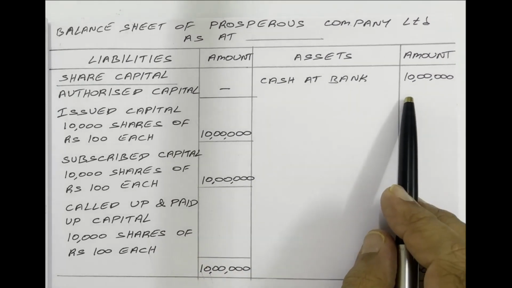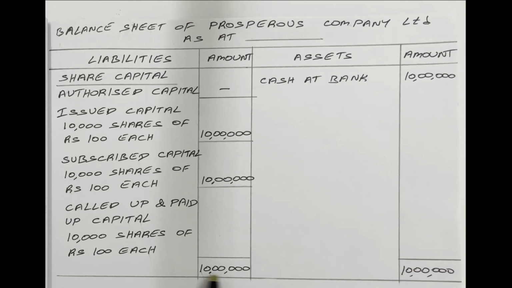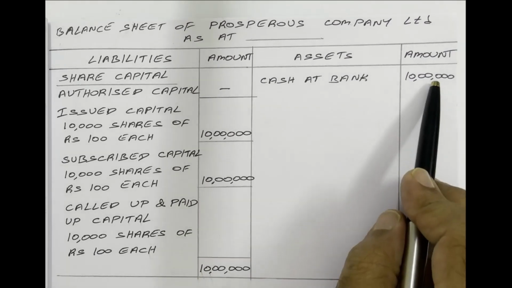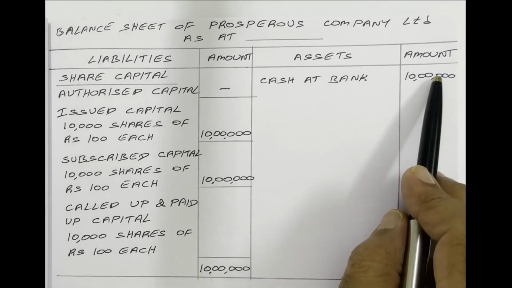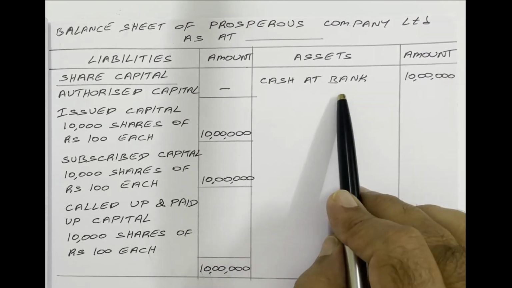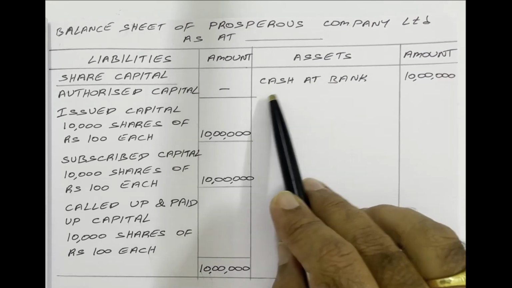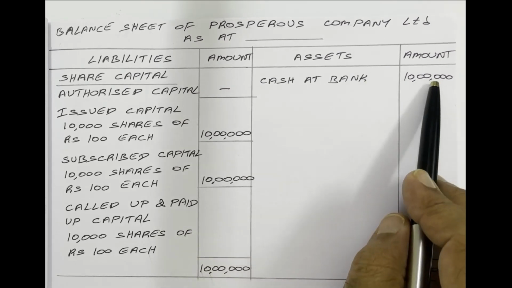Now come to the asset side. Finally, how much money came to the company? 10 lakh rupees. That 10 lakh, our assumption is applicants paid that money into our bank account. Therefore, under the asset side write down cash at bank, 10 lakh rupees.